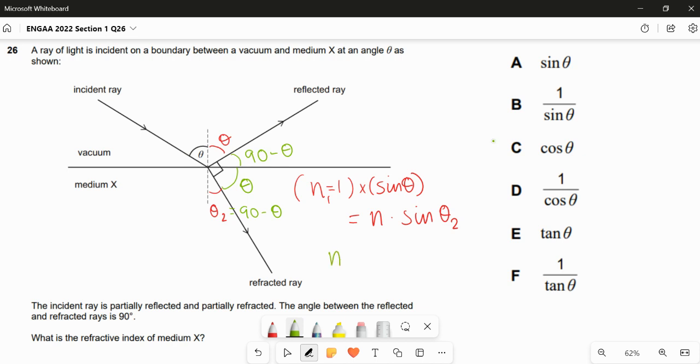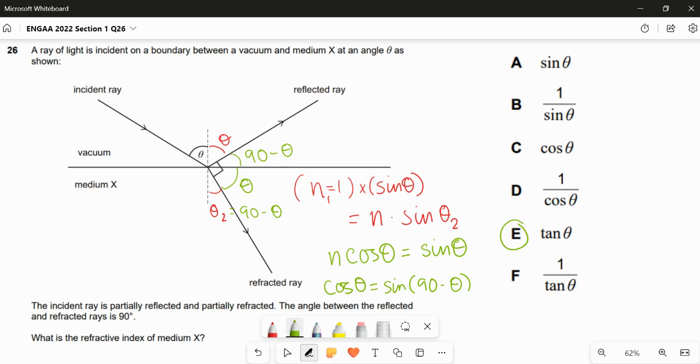n times sine of 90 minus theta, which is cos theta. Everyone should know that relationship: cos theta is sine of 90 minus theta. So n times cos theta is equal, I just reversed the equation, to 1 times sine theta. So n is sine theta divided by cos theta, which you should realize is tan theta.